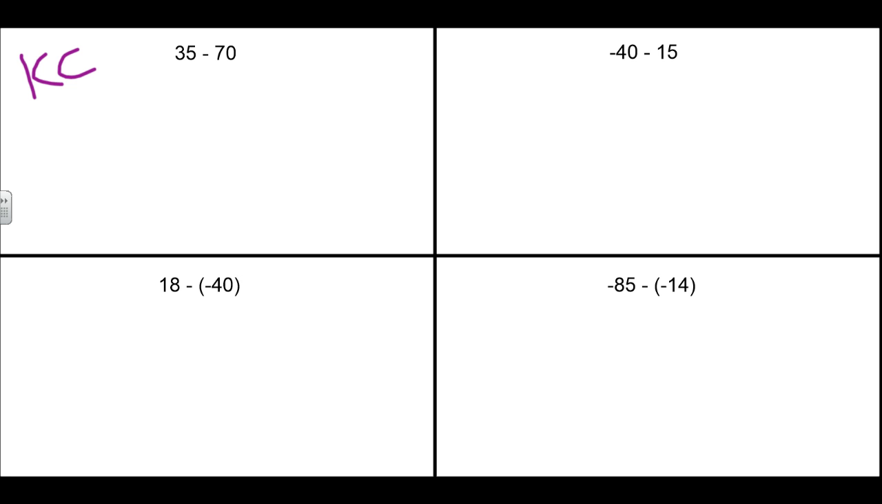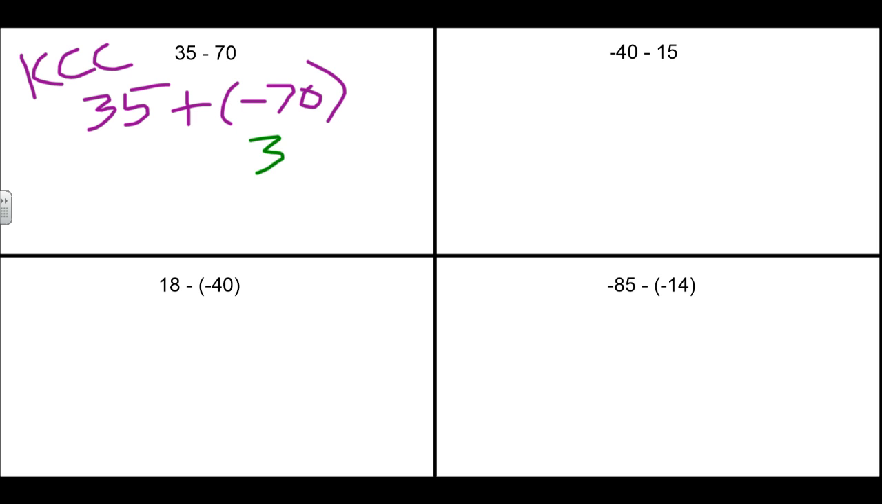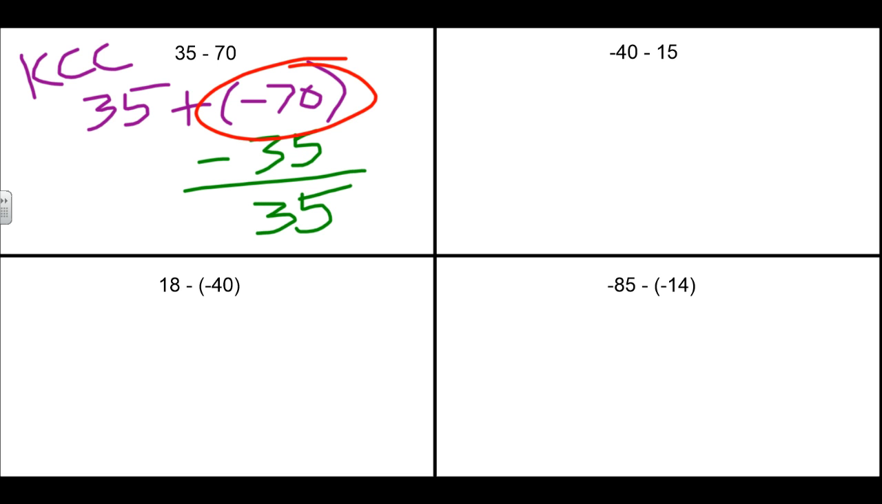Again, we're going to keep, change, change. So this becomes 35 plus a negative 70. These are two numbers with different signs. The different signs mean we're going to subtract their absolute values to get 35. Now negative 70 has a larger absolute value. So the sum here is negative 35. That's the answer we want.